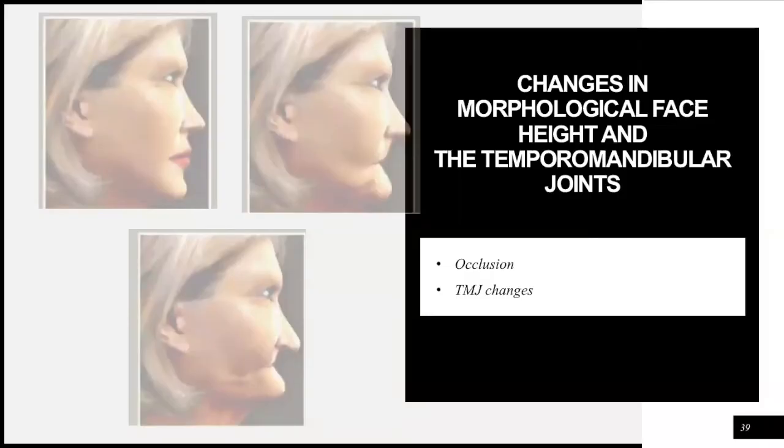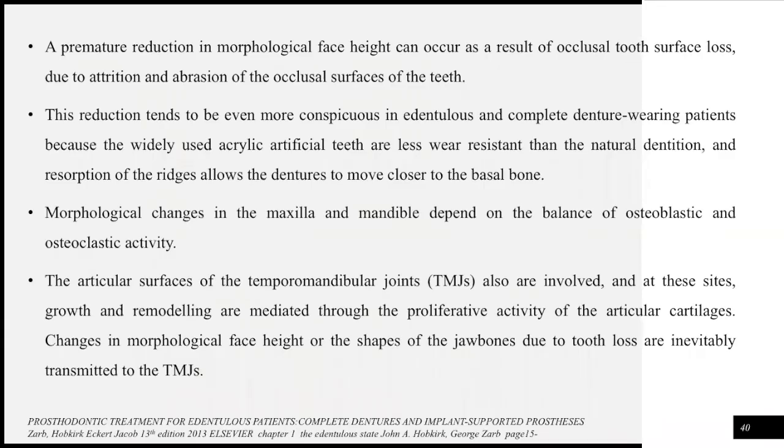Coming to changes in the morphological face height and in the temporomandibular joint. A premature reduction in the morphological face height can occur as a result of occlusal tooth surface loss due to abrasion of the occlusal surfaces of the teeth. This reduction tends to be even more conspicuous in edentulous, complete denture wearing patients because the widely used acrylic artificial teeth are less wear resistant than natural teeth, and the resorption of the ridge allows the denture to move closer to the basal bone.